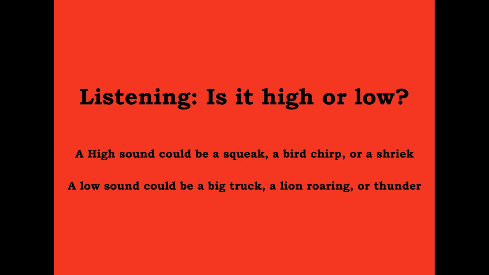Now we're going to try listening to some high and low sounds and determining which one is which. A high sound could be something like a squeak, a bird chirp, or a squeal. These pitches are going higher. A low pitch could sound something like a big truck, a roaring lion, or big scary thunder. These pitches are going lower.